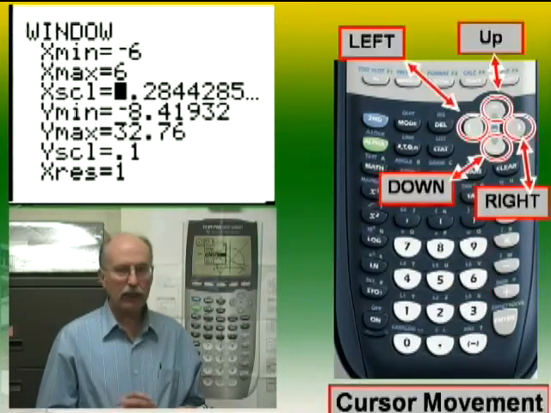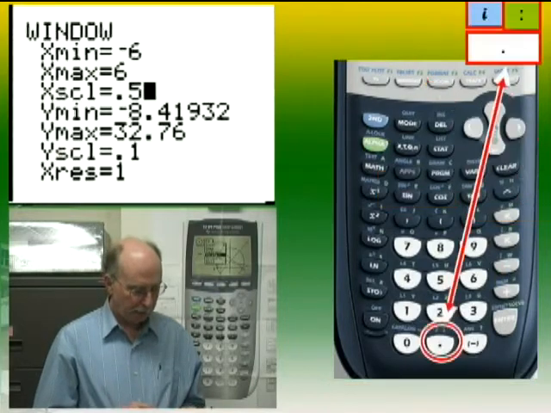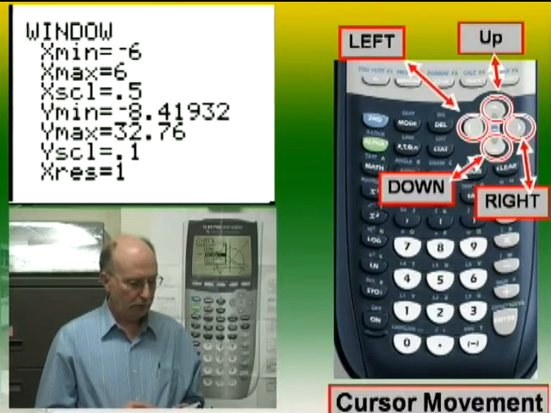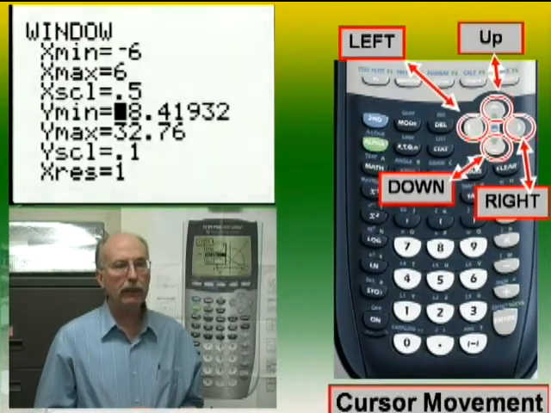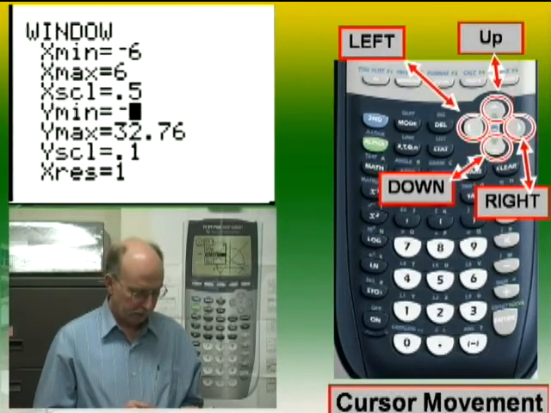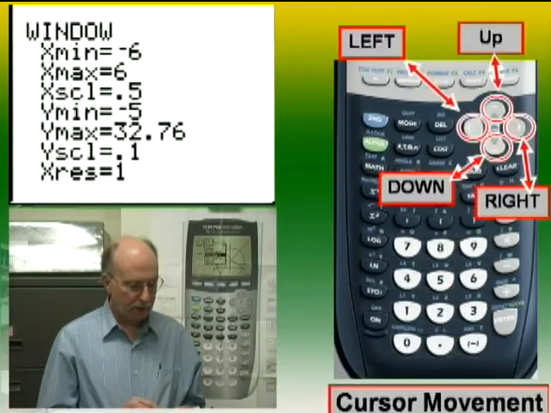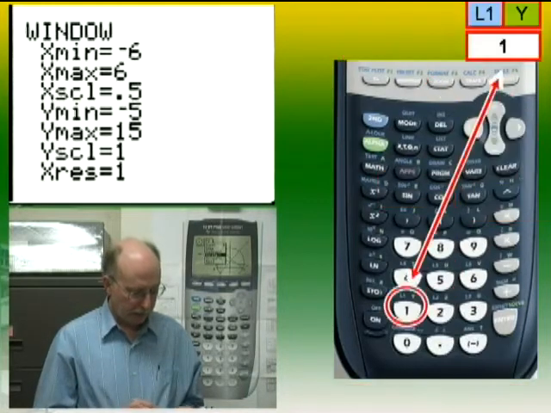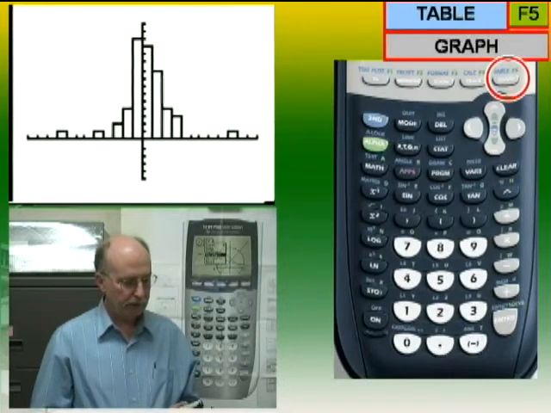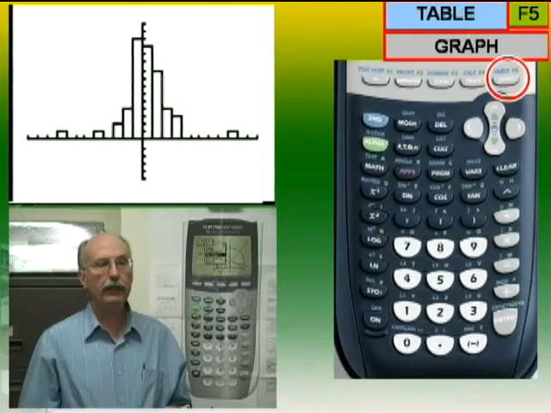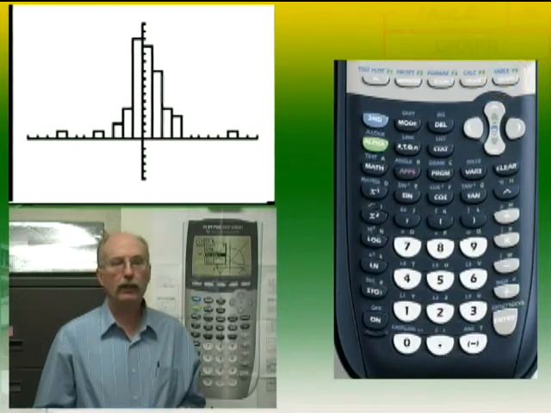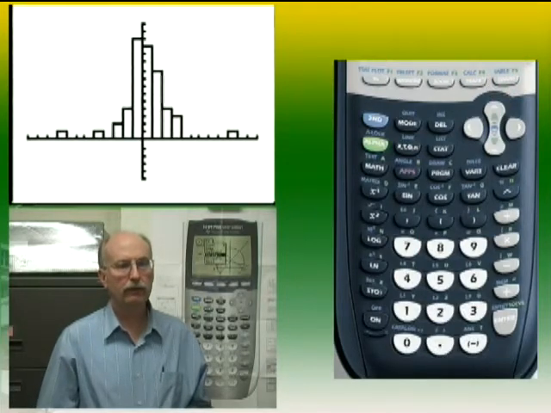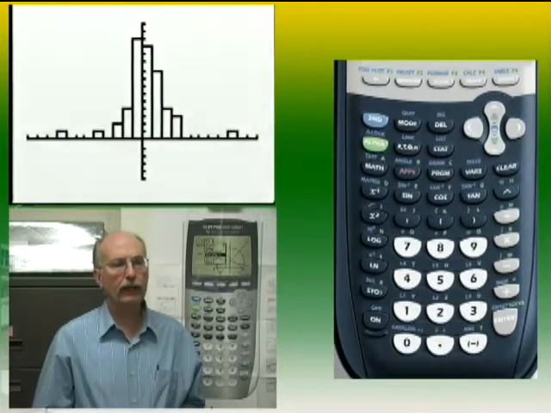Let's have our X scale, or the size of the boxes, be 0.5. We'll make our Y min be -5. We're going to make our Y max be 15. We'll make our Y scale be 1. And now let's hit graph. You can see there's a pretty reasonable histogram, and at first look, it looks like it's a bell curve. So let's move on and do some more analysis.